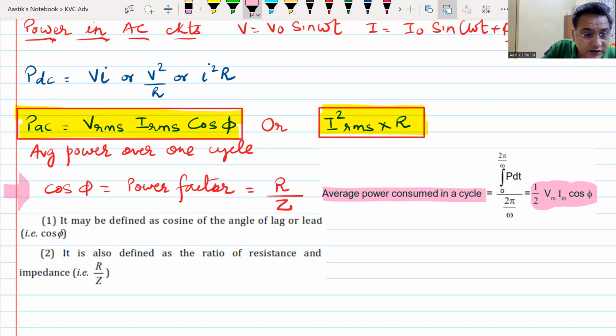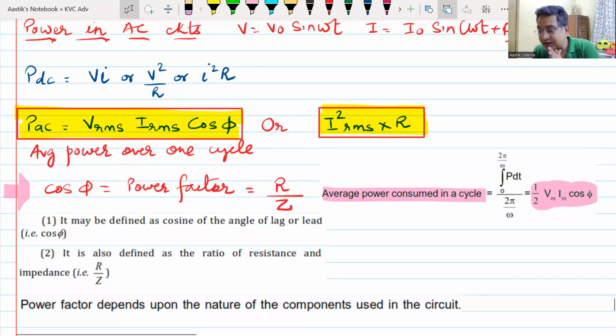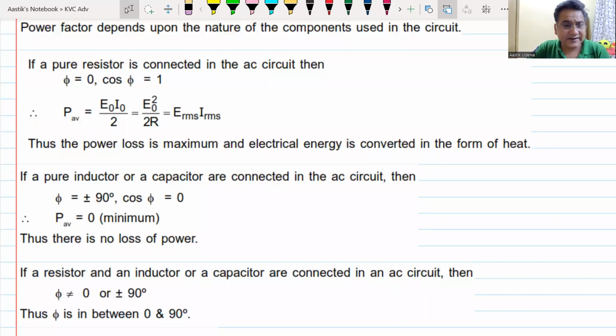Now this power factor of any AC circuit depends on the nature of the circuit. Which components are used in the circuit? What all elements are present in the circuit? Do we understand this? Yes, sir. I'll give you 2 minutes to note this down. Well, as I said, this power factor depends on the components used in the circuit.